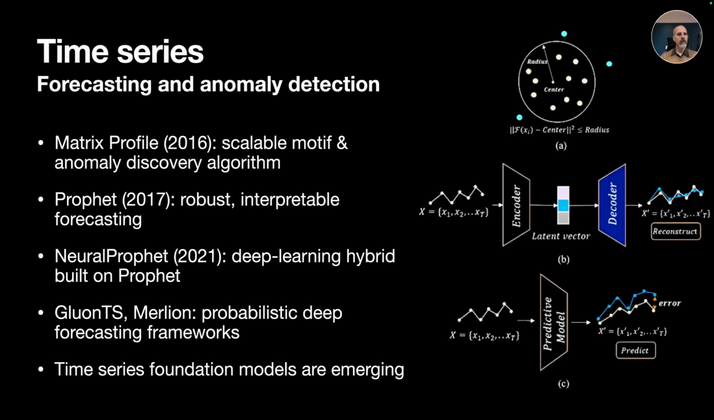And of course, a little bit later, the same people developed NeuralProphet. Now this is using PyTorch. It's many of the same researchers, and now they are adding a neural network layer onto Prophet as well. And now there are probabilistic and deep learning forecasting frameworks, GluonTS, Merlion, and there are a couple of time series foundation models emerging as well.